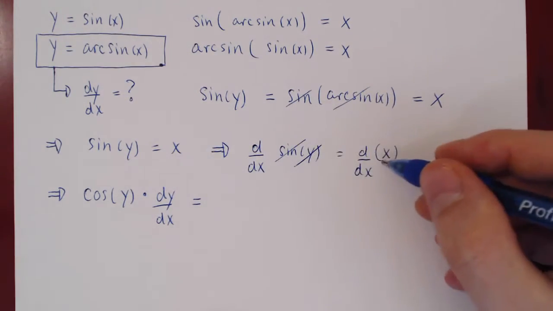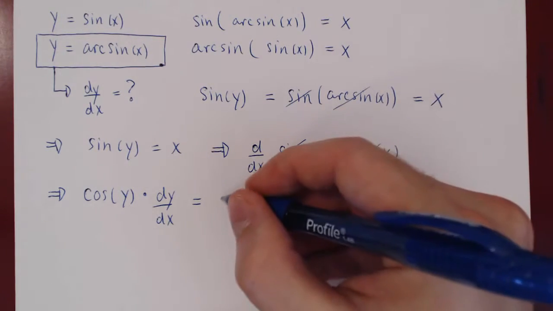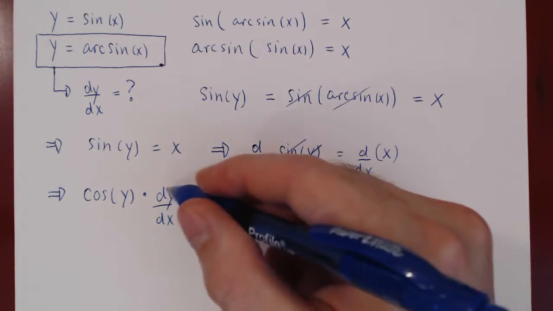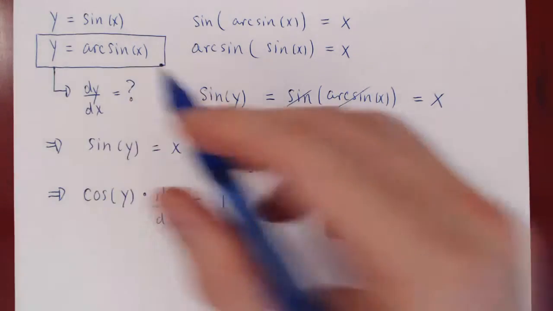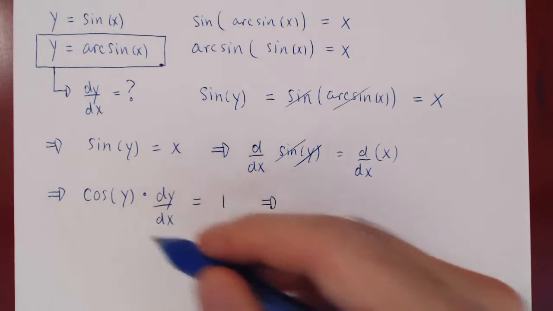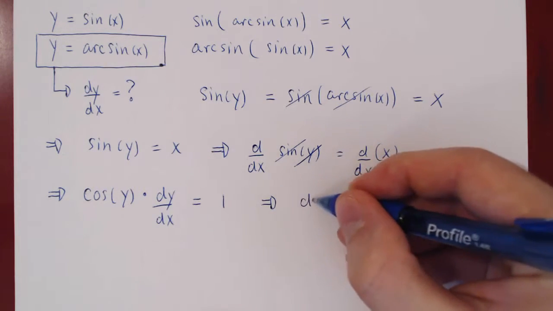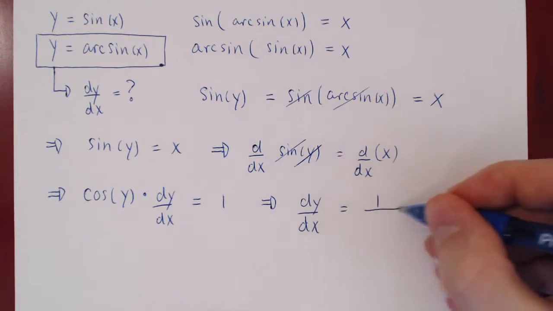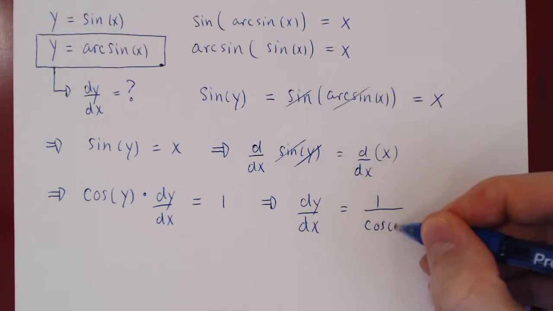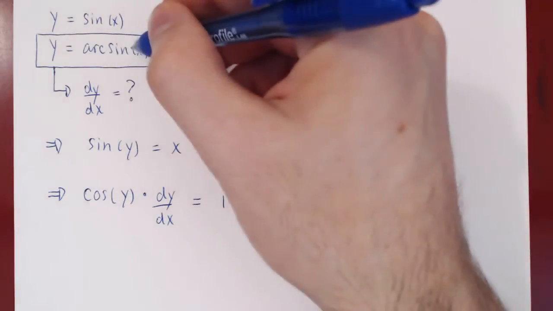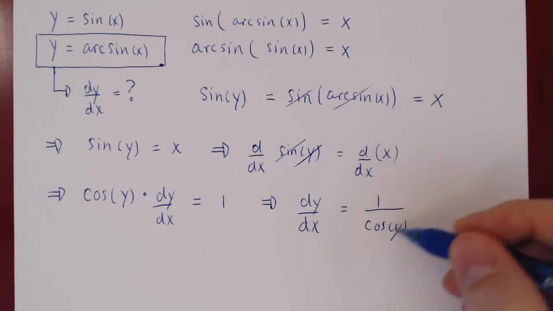And this equals the derivative of x with respect to x. Well, that's just equal to 1. And now we can isolate for dy over dx, the derivative of arc sine of x, by dividing across by cos of y. So dy over dx is equal to simply 1 over cos of y. So we had the derivative of arc sine of x, right? y was arc sine of x, and the derivative is 1 over cos of y.